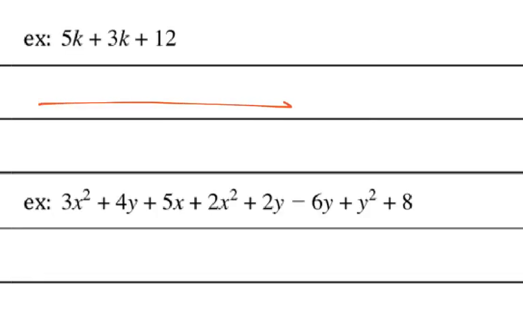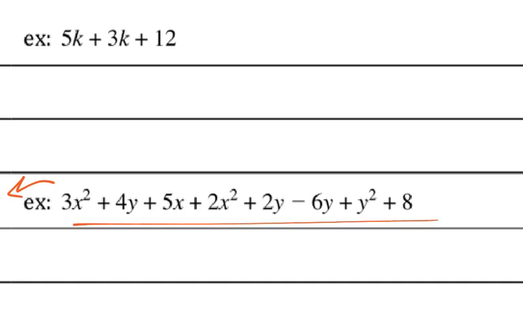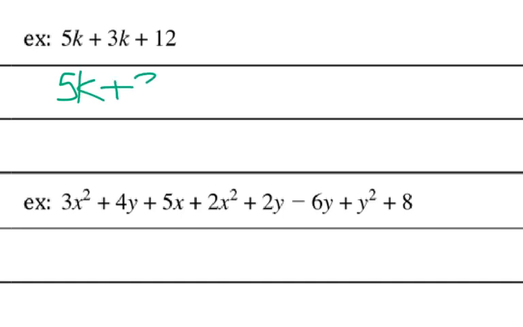You'll notice I am now over to the right. I did not move downwards because this one is not quite as intense as the problem to the left and this one underneath. All right, so we'll rewrite this. 5k plus 3k plus 12. If I follow the steps, I'm thinking to myself, okay, I'm scanning through the entire problem. Do I see any variables?